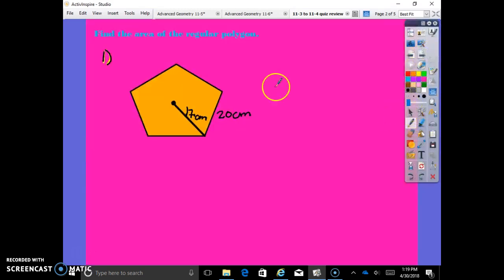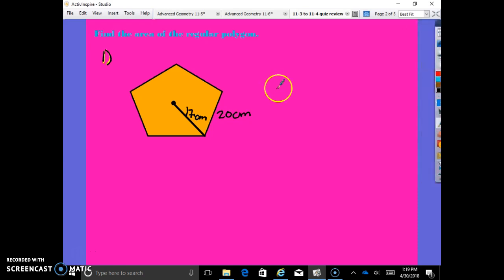Alright, so our first problem on our quiz review. Find the area of the regular polygon. What kind of regular polygon is this? Pentagon. It is a pentagon. It is five-sided. Alright, so what we're going to do is draw one of the 5 triangles that we can inside of this regular pentagon.